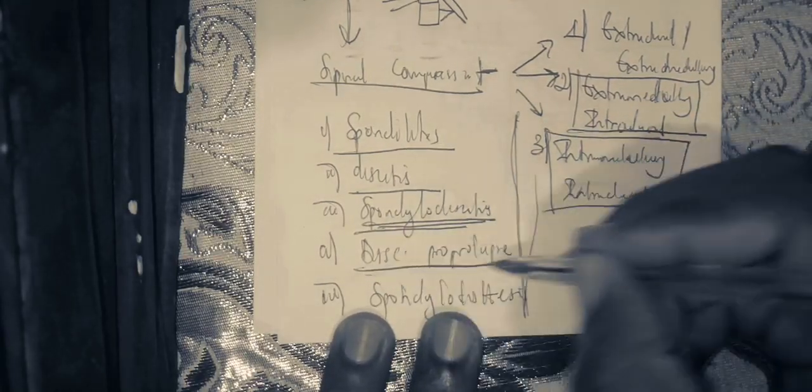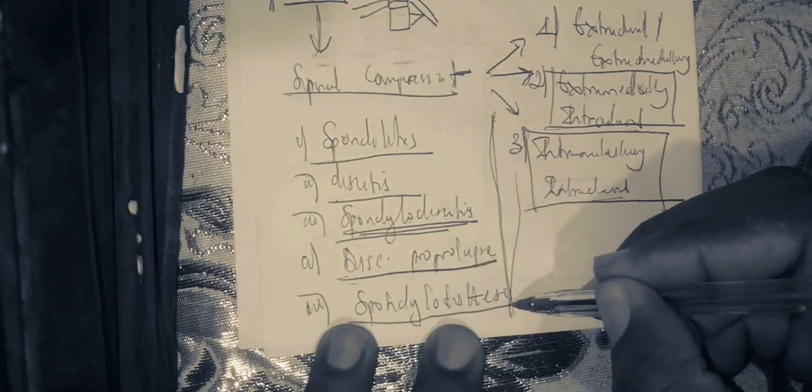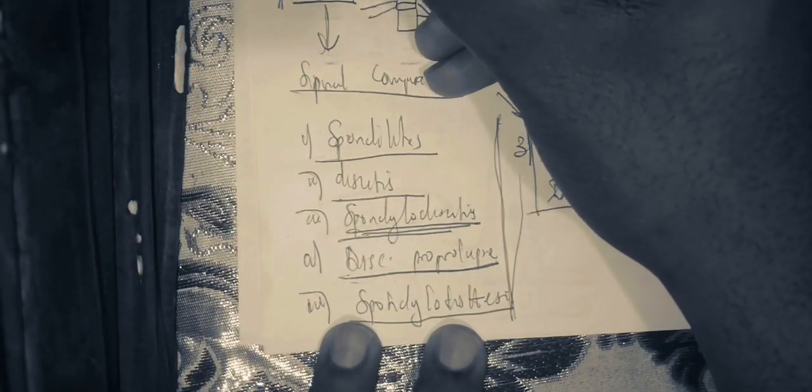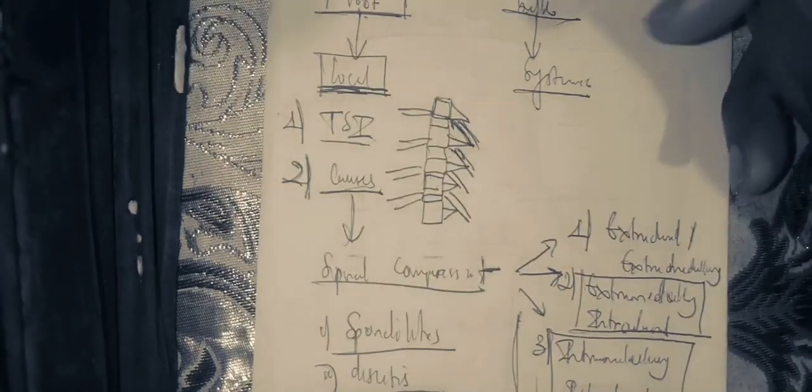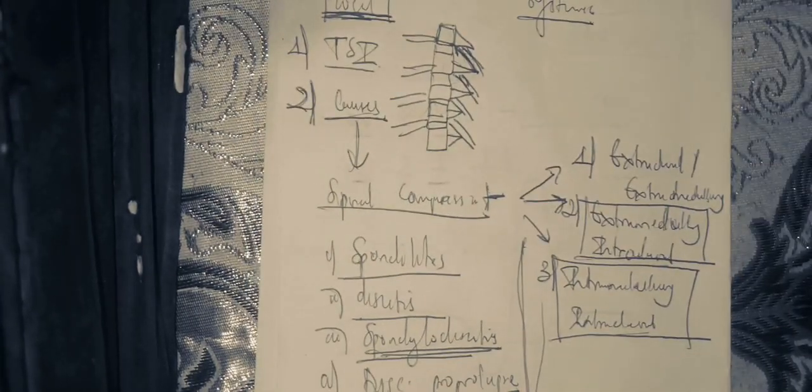You can have a disc prolapse, you can have a spondylolisthesis, you have a traumatic spine injury. You don't say traumatic spinal cord injury, it's traumatic spine injury. Is it clear? So those are specific local causes that you can have.